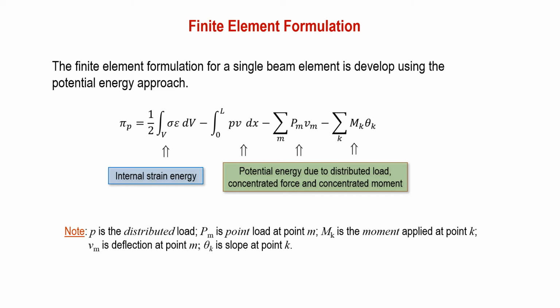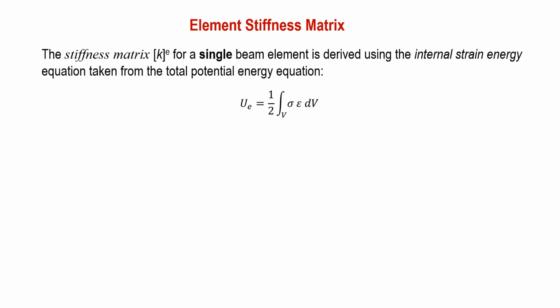The finite element formulation for a single beam element is developed by using the potential energy approach, which is very similar to the bar or truss element. And the K matrix will be derived by using the internal strain energy, similarly to the bar and truss element. As mentioned, the stiffness matrix of the beam can be derived by using the internal strain energy. So in order to expand this equation, we need to know the terms for the stress as well as the strain.